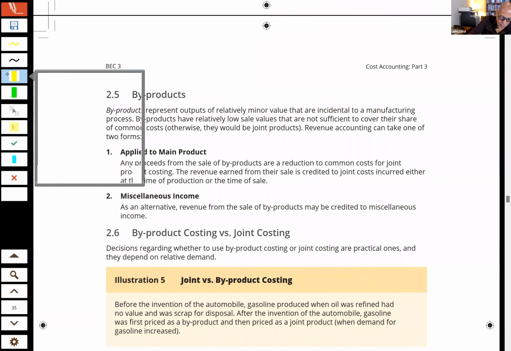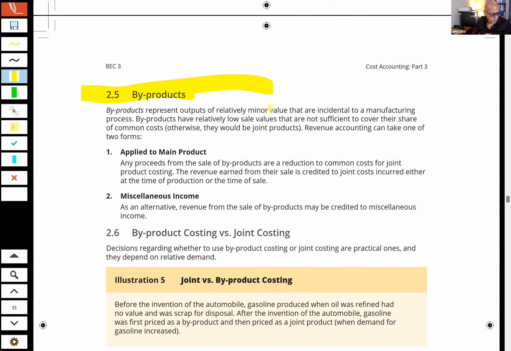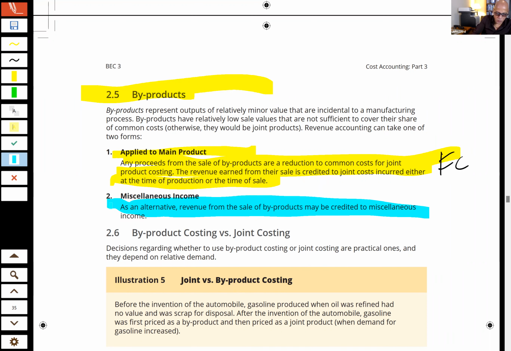Now, byproducts. Okay, remember that's the swoosh balls, and there's a couple of things you could do. You could say, hey, any proceeds from byproducts will be used to reduce the joint cost number. So you'll take that joint cost number, subtract off whatever's going to come in from those little swoosh balls, and that'll be the number that you allocate. Alternatively, you could just count those up as miscellaneous revenue. So why don't you flashcard those two alternatives for the byproduct.